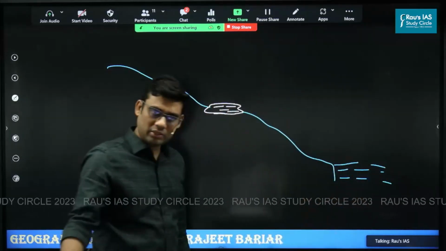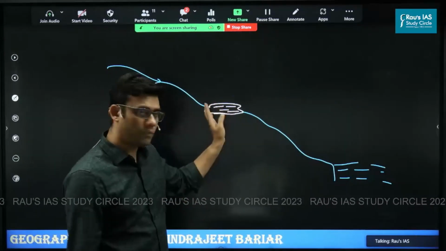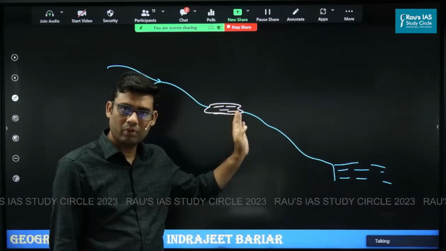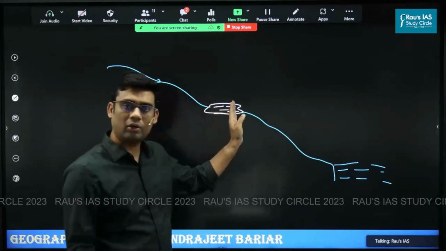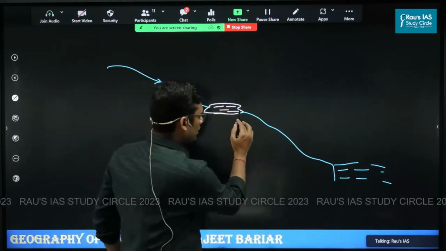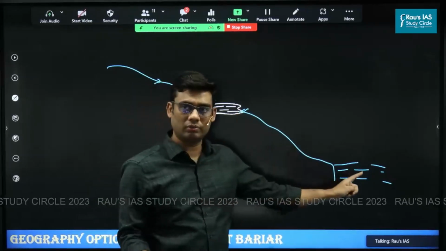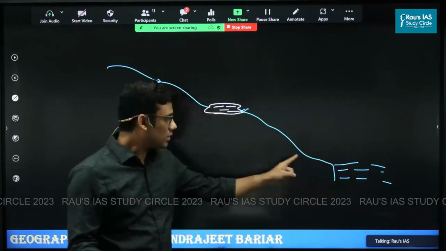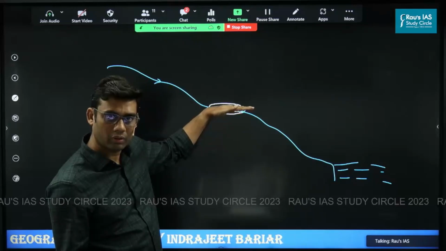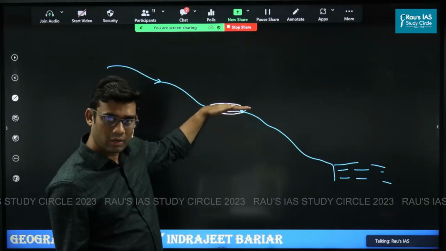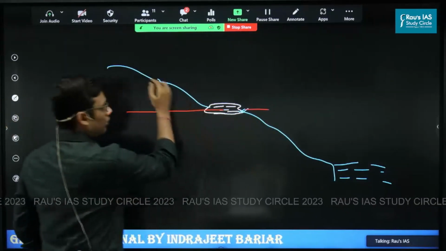So this becomes your grand base level. As of now, let's call this a local base level. For this to be a permanent local base level, the river below this should be graded to the sea. Because if this is graded to the sea, this is going to remain here only. And in that case, this base level is not going to change for this part.